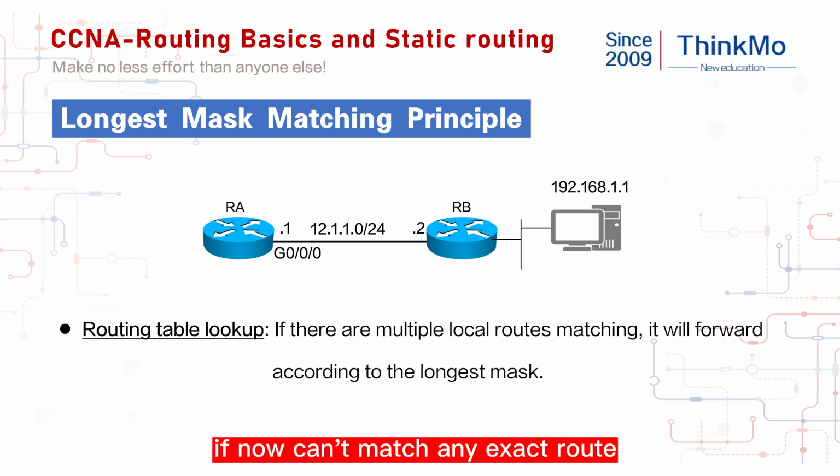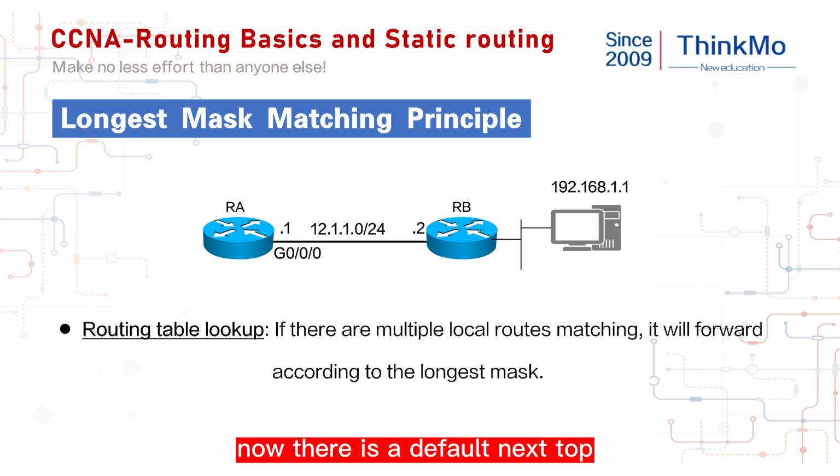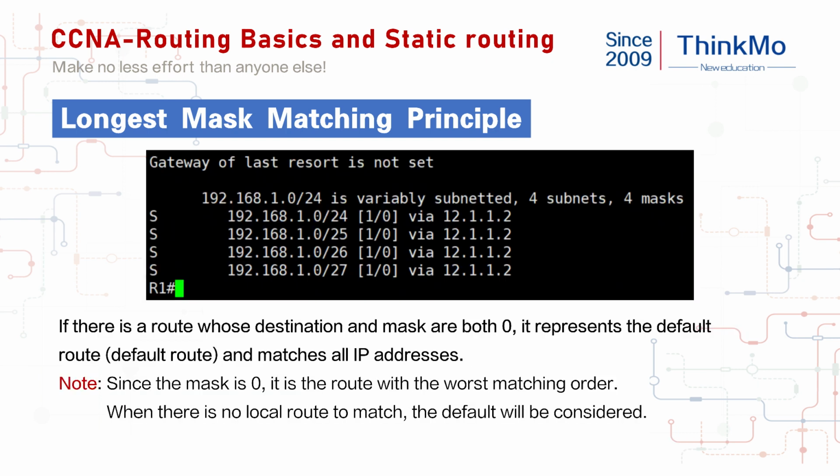If it can't match any exact route, then if there is a default route locally, it matches the default route and sends it out. For example, now there is a default next hop pointing to this device. Just give it the traffic. There is a route to 1.1.1.1. Put that traffic to the middle, instead of going down. Here are some of the principles we talked about.